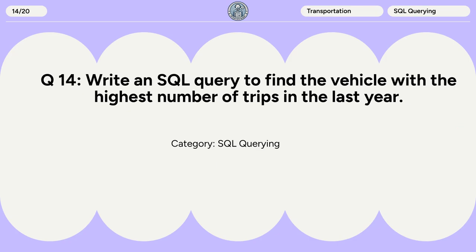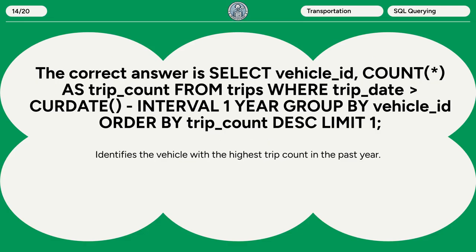Question 14. Write an SQL query to find the vehicle with the highest number of trips in the last year. The correct answer is: SELECT vehicle_id, COUNT(*) AS trip_count FROM trips WHERE trip_date > CURDATE() - INTERVAL 1 YEAR GROUP BY vehicle_id ORDER BY trip_count DESC LIMIT 1. Identifies the vehicle with the highest trip count in the past year.